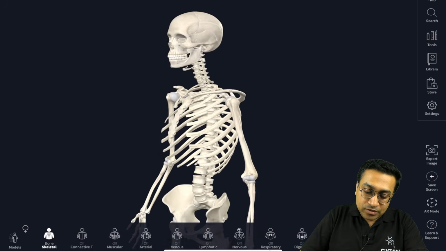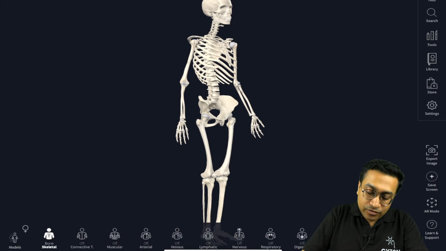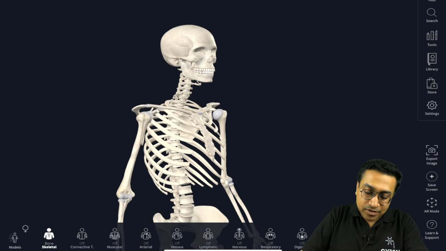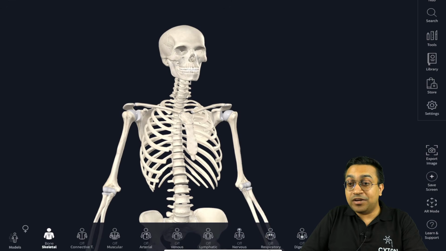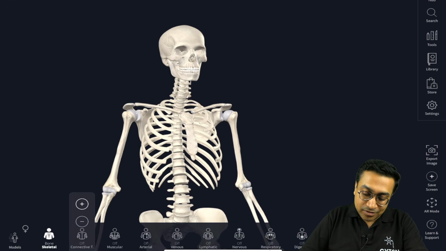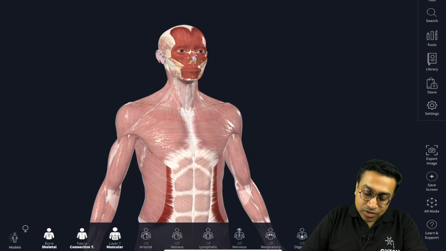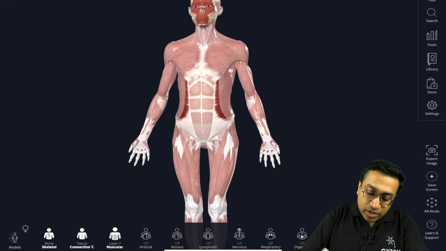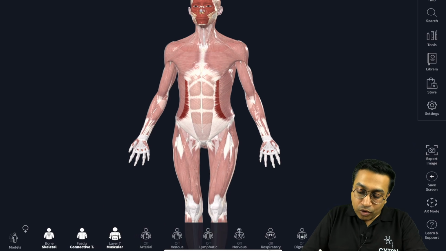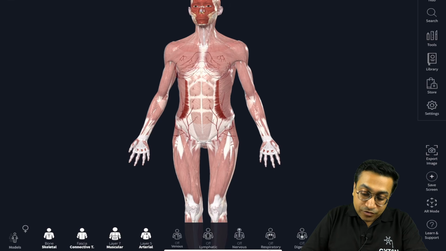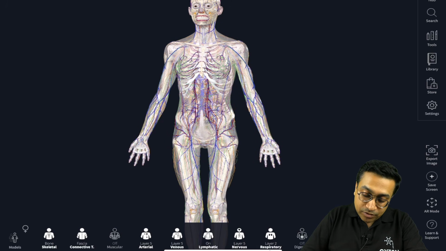Here you can see the entire skeleton. We have a lot of things to discuss in this. The entire human body is very interesting. Let us add some more things. You can see if I add the connective tissue here, then if I add the muscular system, and so on, we can see I have all the systems below which I can add: the arterial system, venous system, lymphatics, the nerves, respiratory. If I just remove the muscles, you can have a better look.